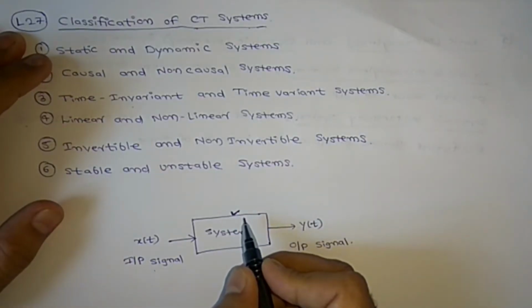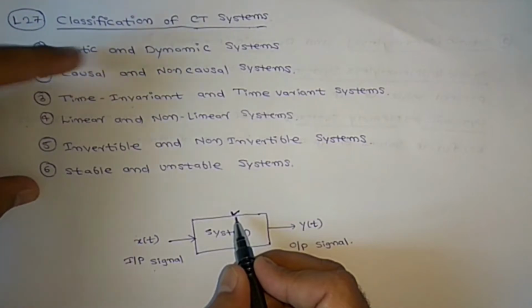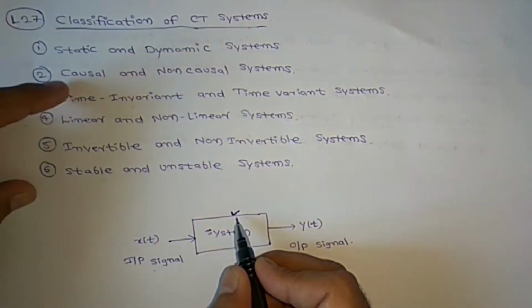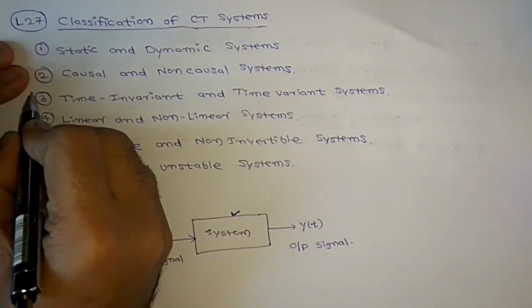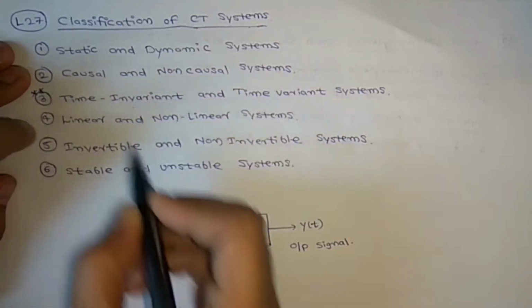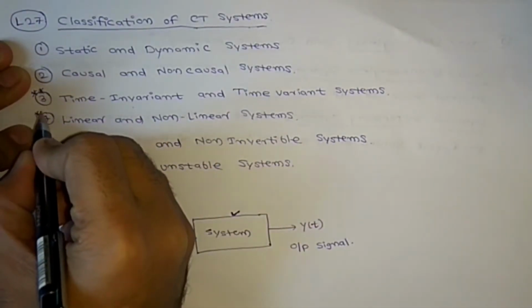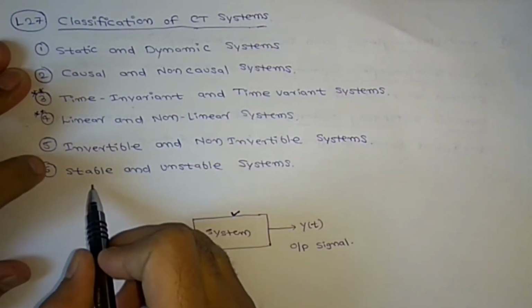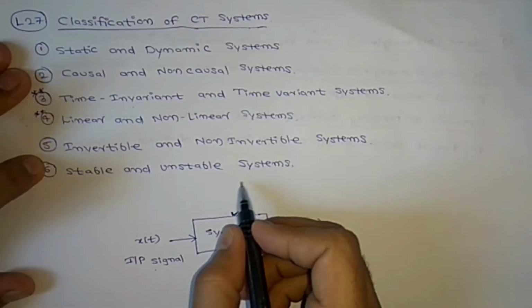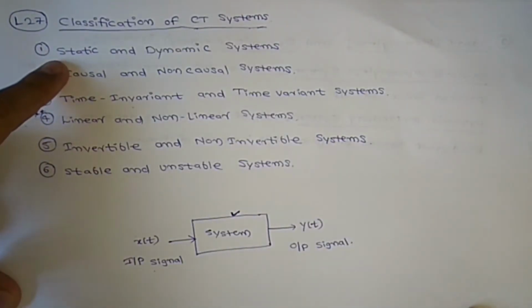Now we have 6 types of systems: static and dynamic systems, causal and non-causal systems, time invariant and time variant systems. It is a very important one. Linear and non-linear systems. This is also very important. Invertible and non-invertible systems, stable and unstable systems. Let us start with static and dynamic systems.